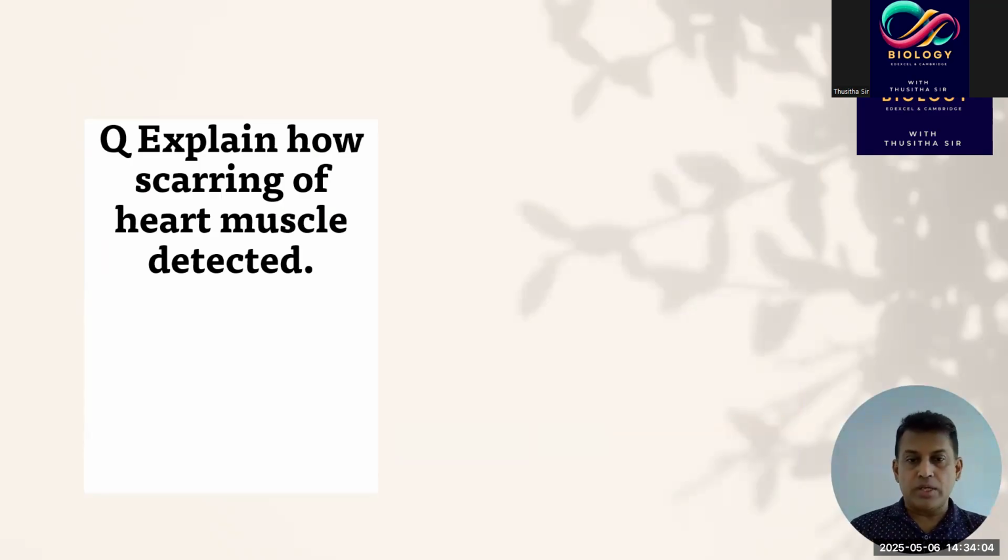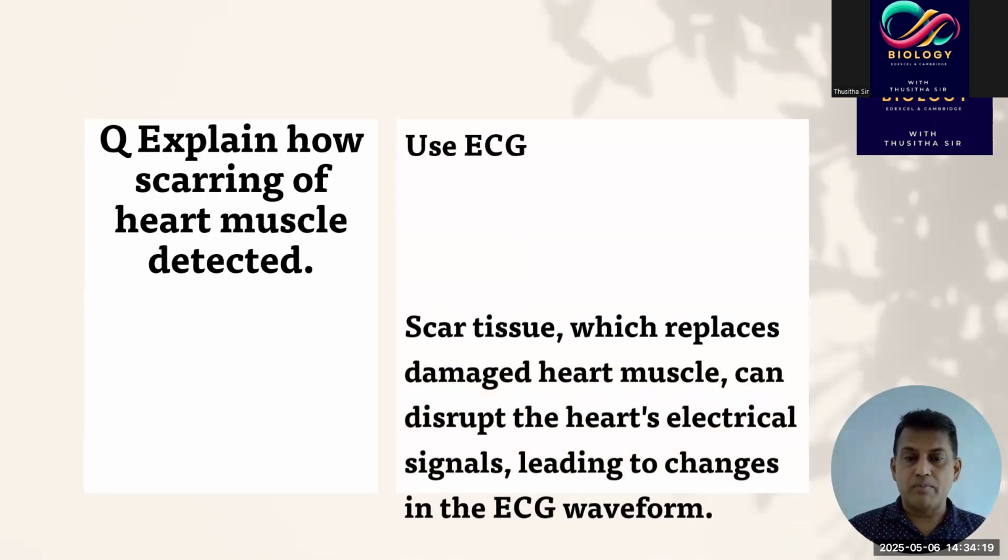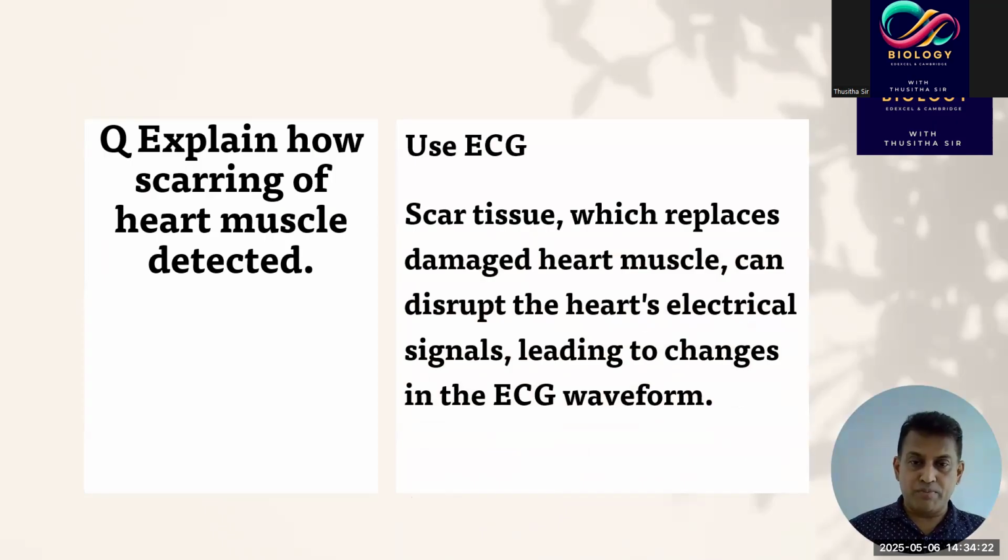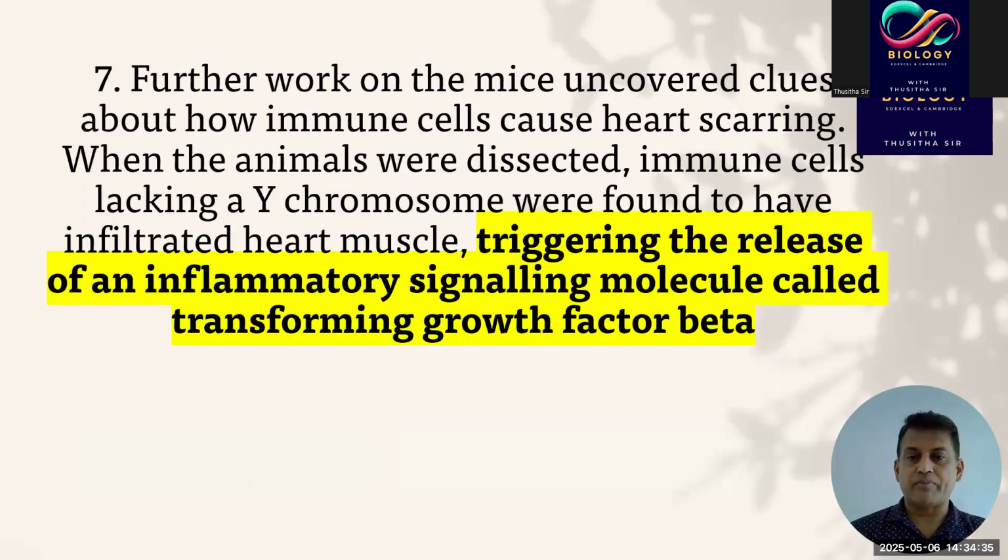Then there's another question that can be asked in the same place. Explain how scarring of heart muscle is detected. How can we detect whether heart muscles start to malfunction? That means they are not properly functioning. So then you can propose, you can do ECG, because scar tissues which replace damaged heart muscle can disrupt the heart electrical signal, leading to changing ECG waveform. So similar questions can be ECG and detection of this kind of thing, or early diagnosis of this.